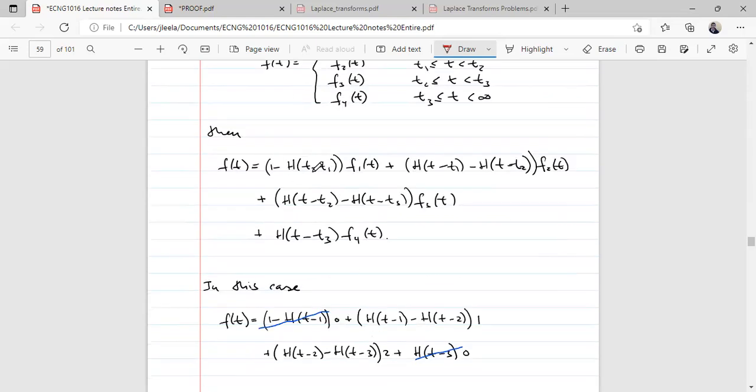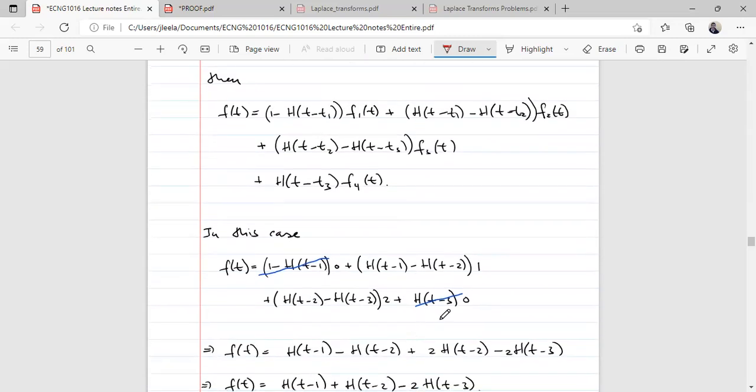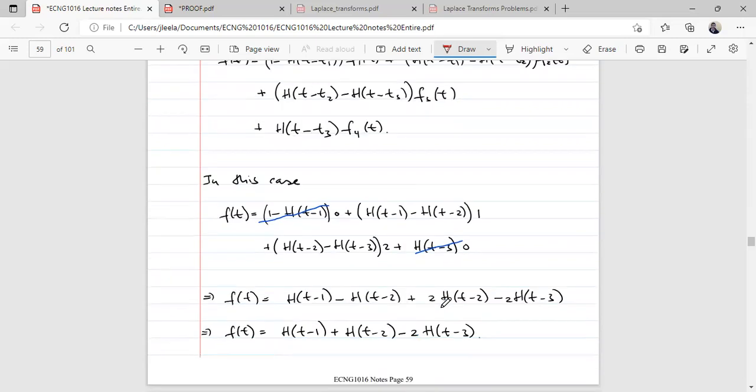So in the first region the function is 0, so this part will drop out. The second region, the function is defined to be 1, so this part will survive. The third region, the function is 2, so you're multiplying 2 by the difference of these two Heavisides. And the fourth region, the function is 0, so this part will drop out as well.